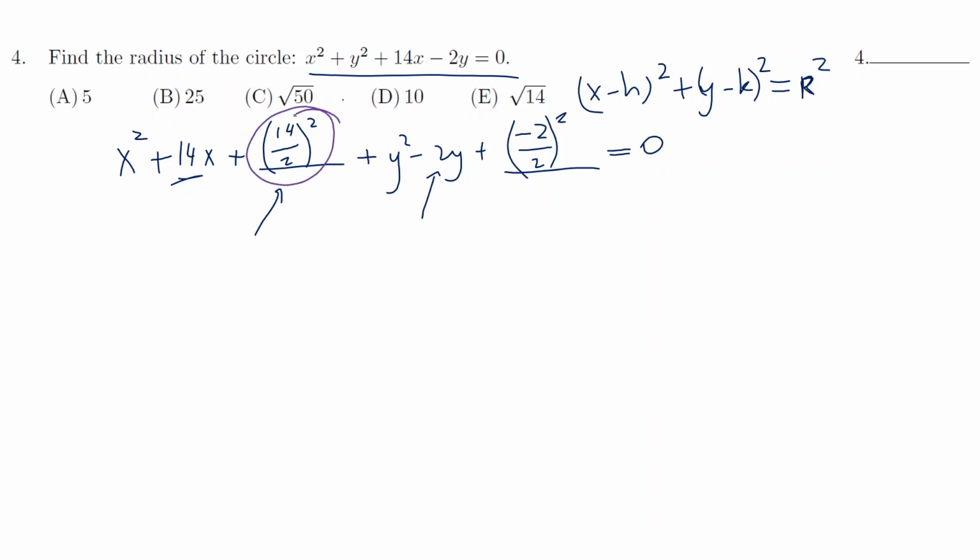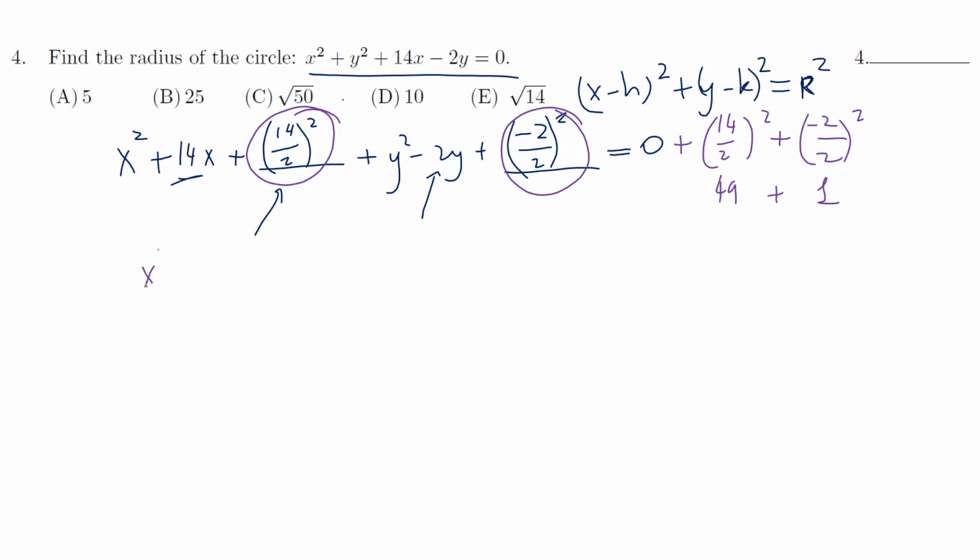So I have to add these two also to the right side. So here I have to do plus 14 over 2 squared plus negative 2 over 2 squared. Now 14 over 2 squared is 7 squared, which is 49. Negative 2 over 2 squared is negative 1 squared, which is 1. So here I got 50, right?